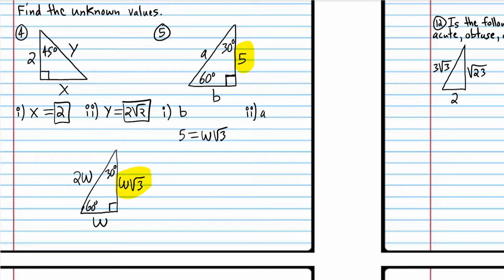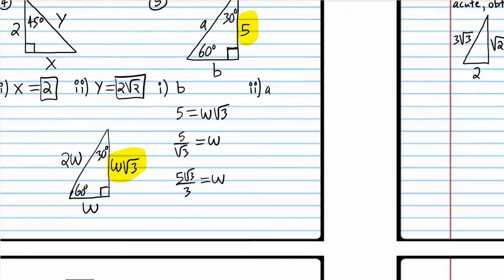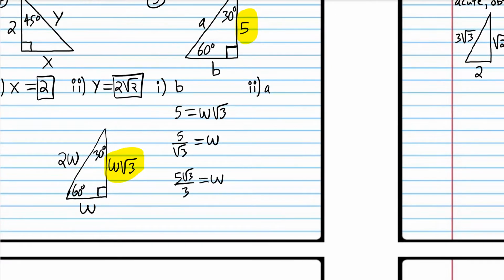Divide both sides by root 3, and we get 5 over root 3 is equal to W. And typically we don't allow roots in the denominator, so we're going to multiply both sides by root 3. And we get 5 root 3 over 3. Now, if you're not sure how we went from here to here, you can go to my beginning algebra course.